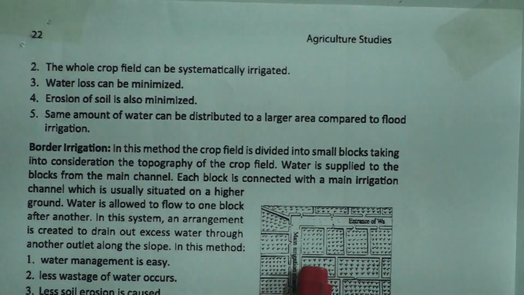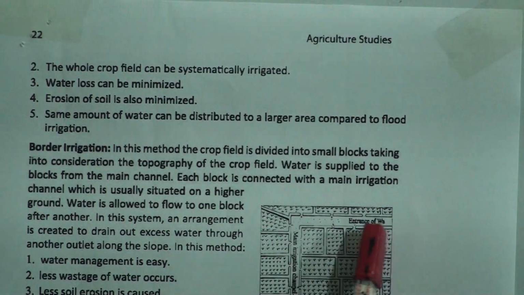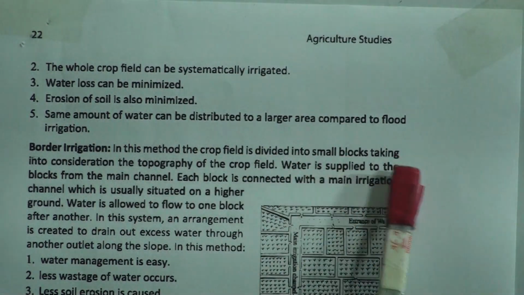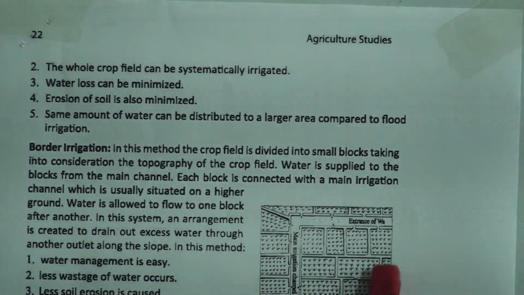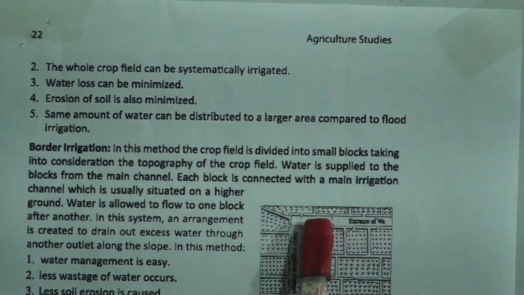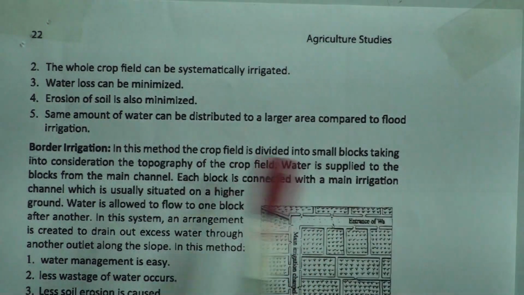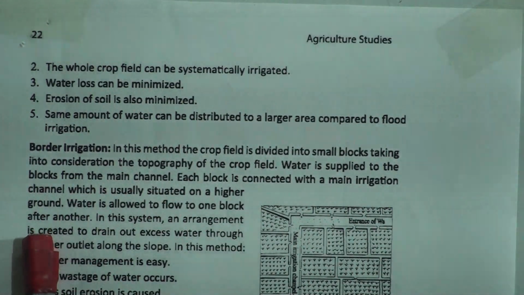So the field will be divided into small blocks. See, these are the blocks. Water is supplied to the blocks from the main channel, from this entrance of the water. Each block is connected with a main irrigation channel which is usually situated on a higher ground.